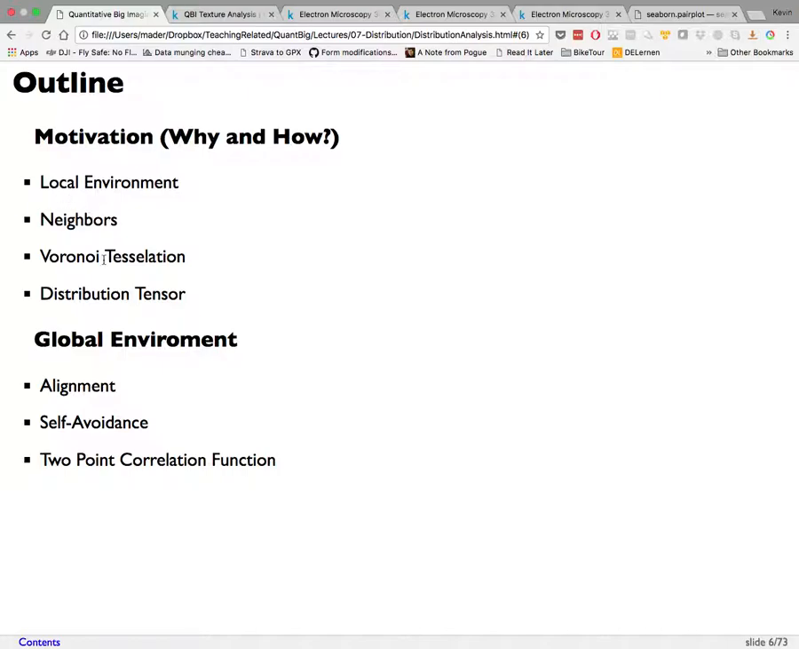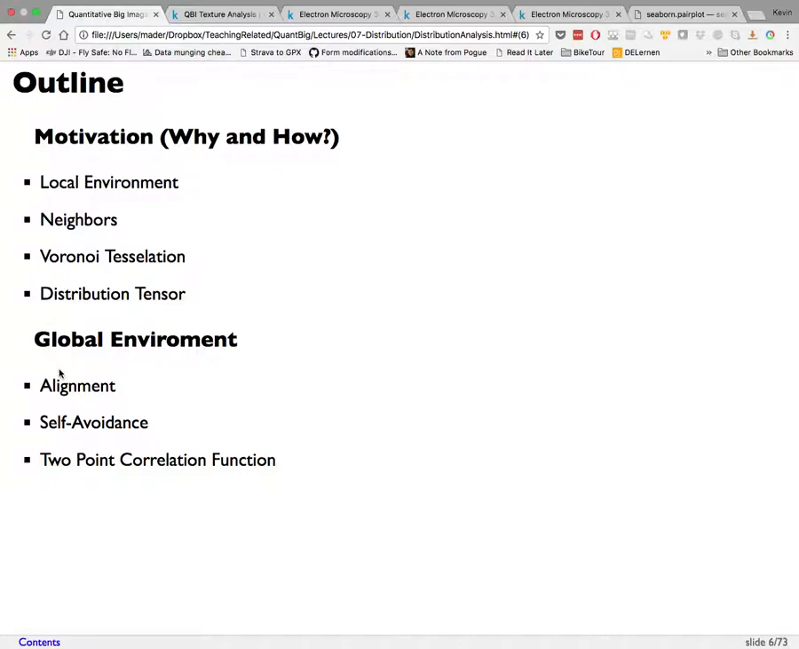And then we'll cover the mathematical tools which enable us to do these kinds of analysis. That would be the Voronoi tessellation, which is used in a large number of different areas, not just image analysis, and then distribution tensor. Both of these tools are quite useful for a lot of the analyses that we'll cover and good tools to be generally aware of.